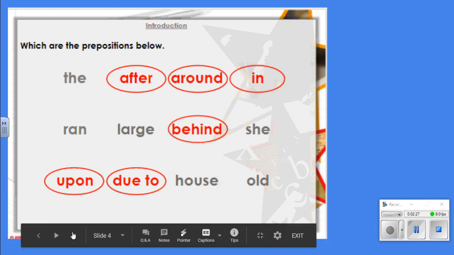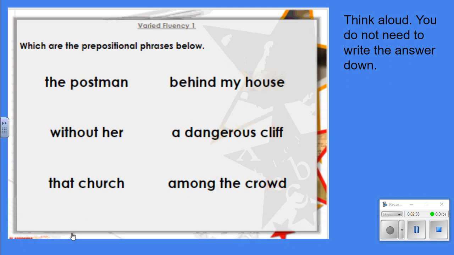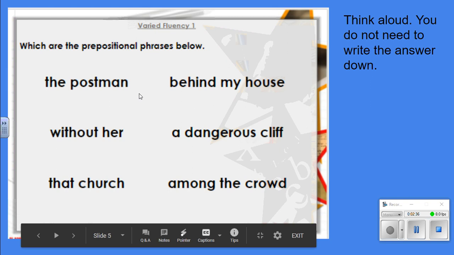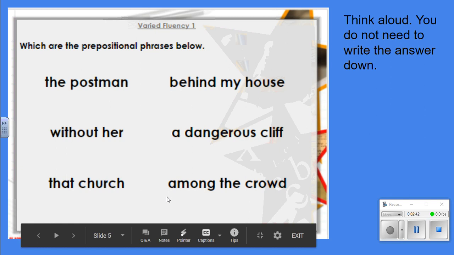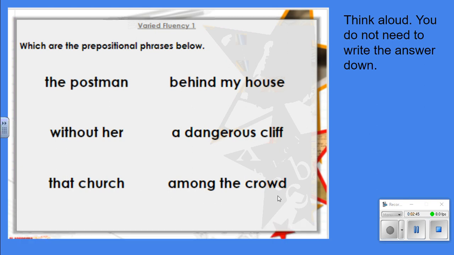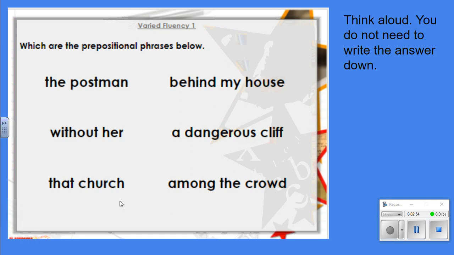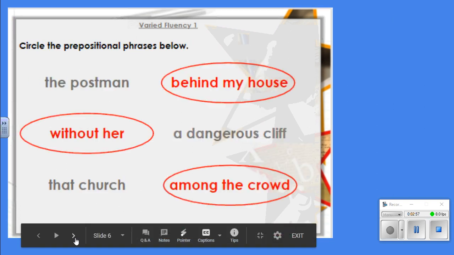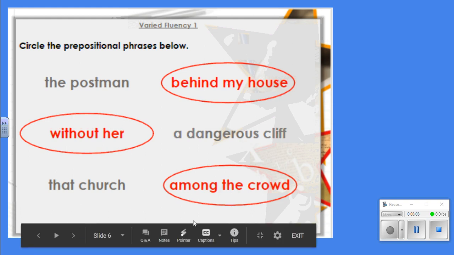Okay, let's look at the next question. Now we've got some phrases, and we're going to find which ones are prepositional phrases. There's the postman, behind my house, without her, a dangerous cliff, that church, among the crowd. Remember, a prepositional phrase is the preposition followed by the noun. If you need some time to think, pause the video here. Okay, and then let's look at the answers together. Behind my house, without her, among the crowd. Let's check. Among is a preposition, crowd is a noun. So that's a prepositional phrase.